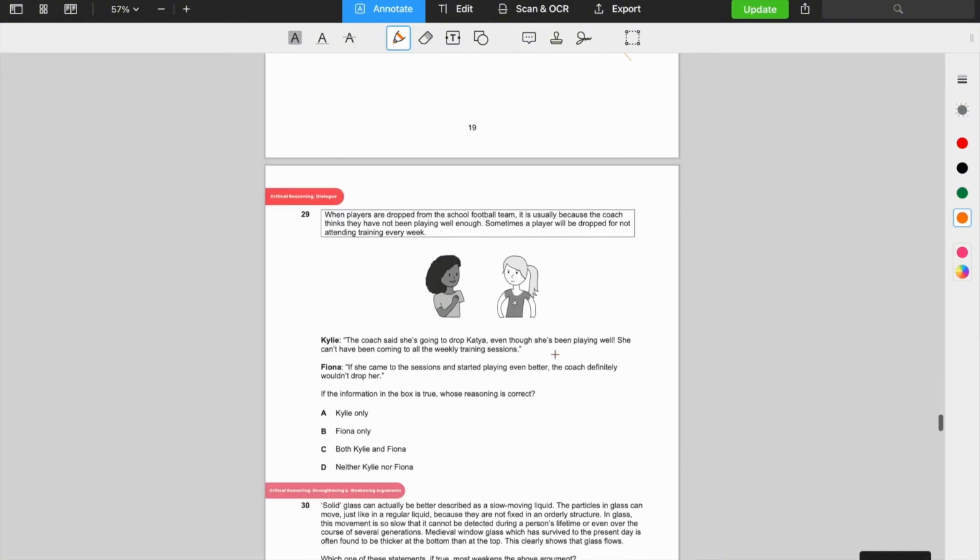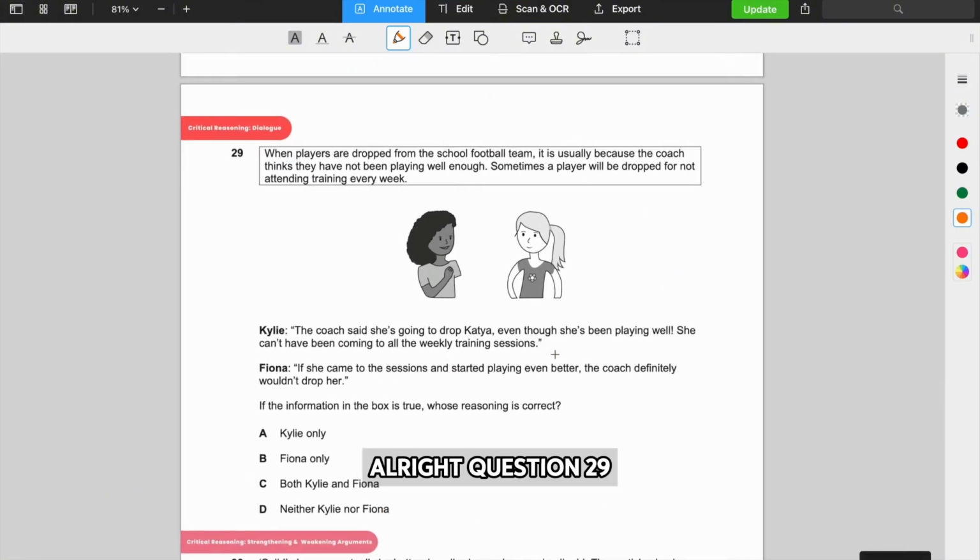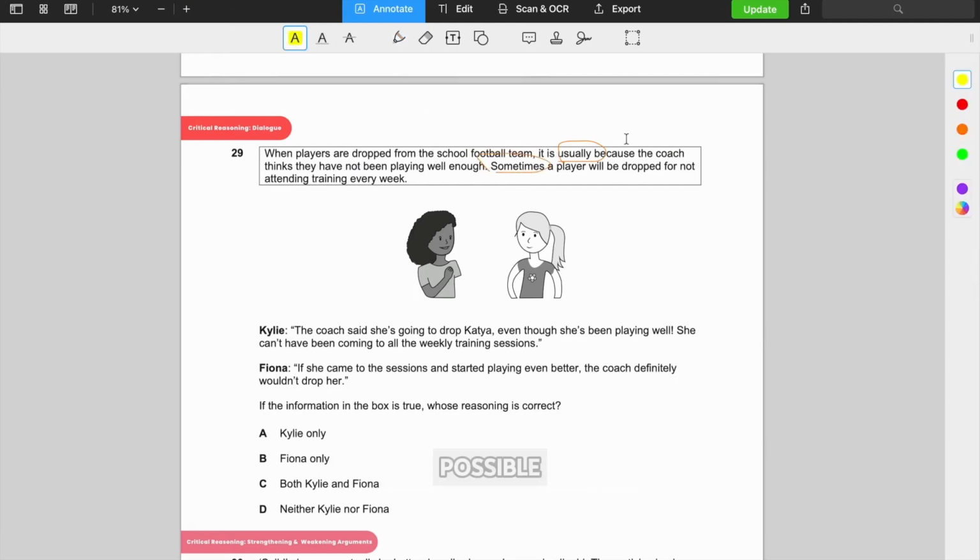Okay. All right. Question 29. When players are dropped from the school football team, it is usually, and be careful, usually means sometimes, not always, because the coach thinks they have not been playing well enough. Sometimes a player will be dropped for not attending training every week. So there are two possible reasons why players could be dropped from the school football team: if they're not playing well enough, so they're not competent, and if they're not attending training every week.